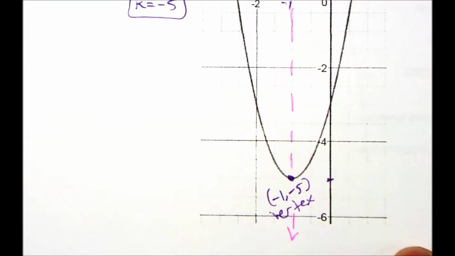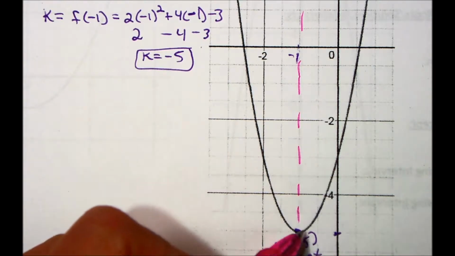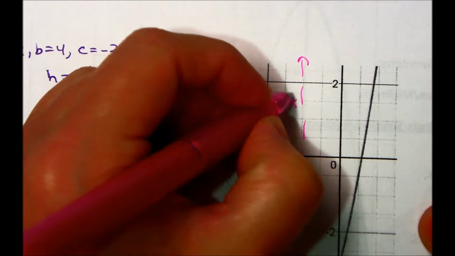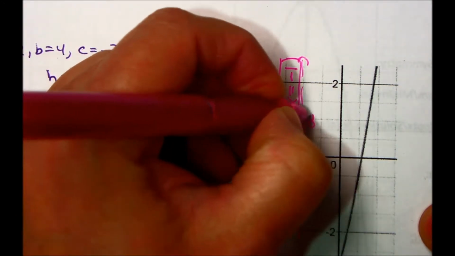So on tomorrow's assignment, or the 2.2 assignment, you will need to graph the vertex. You will need to graph the axis of symmetry. And then I like to label, you're going to need to label everything. X equals -1 is the equation of the axis of symmetry.